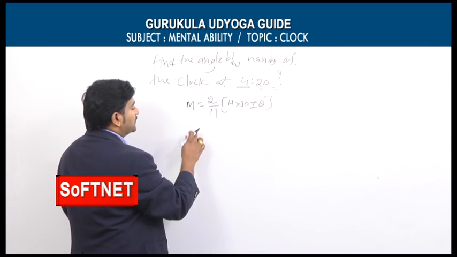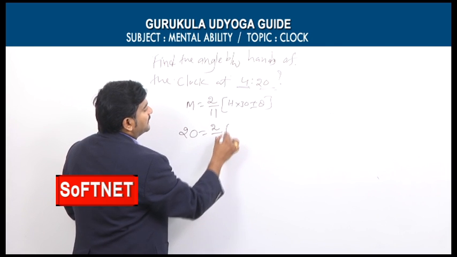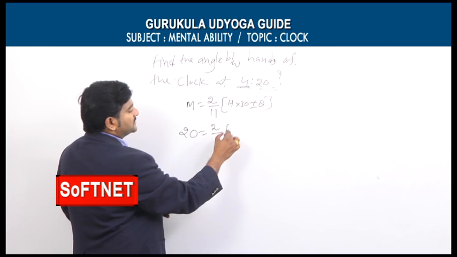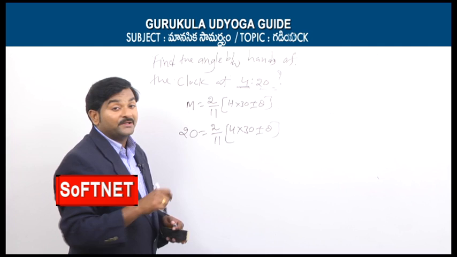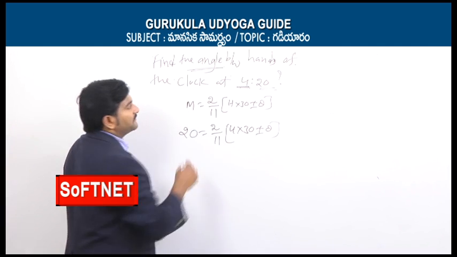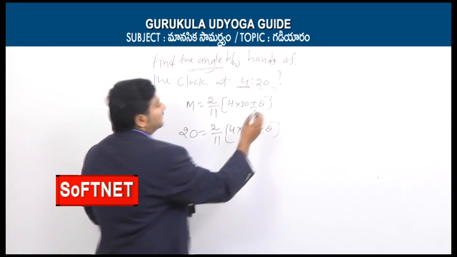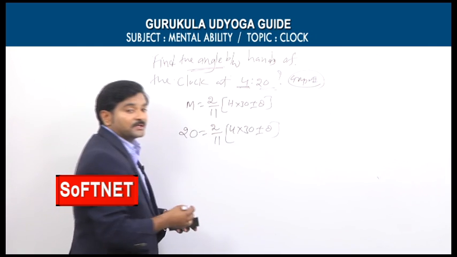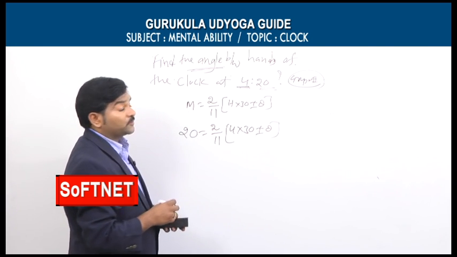So if you substitute, minutes is equal to 20. 20 is equal to 2 by 11 into h. How many hours are given? 4 hours. So simply 4 into 30 plus or minus theta. Here we need to find only the theta value, because what is the given question? Find the angle between the hands of the clock at 4:20. Interestingly, this was asked previously in APPSC, not TSPSC, APPSC Group 2 Bit, I think 2008.